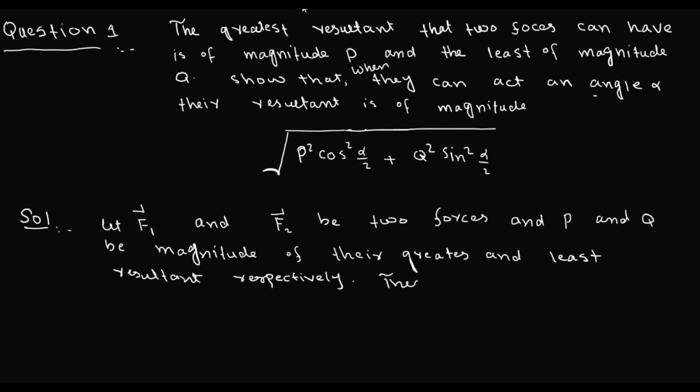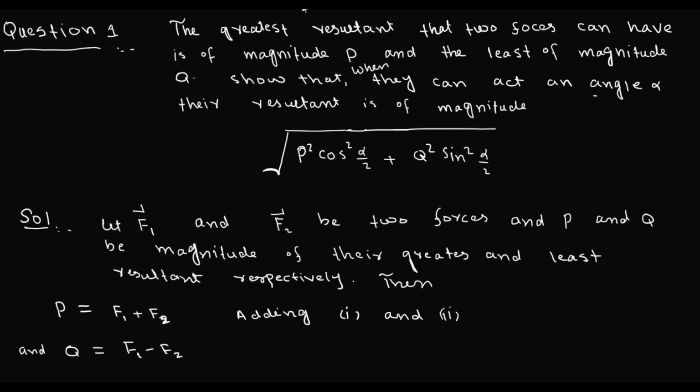Now we write the least and greatest resultant. First we write the greatest resultant, which is P equals F1 plus F2, and suppose this is equation 1. The second is Q equals F1 minus F2, and suppose this is equation 2. First we add equation 1 and equation 2.